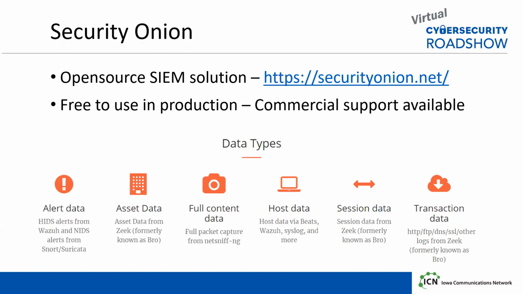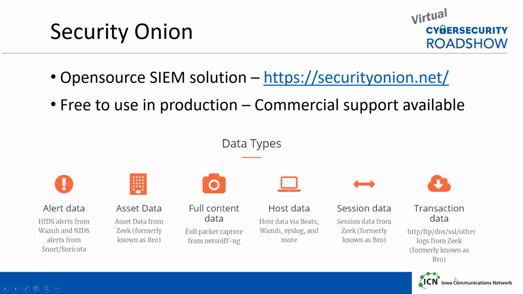Downside to a lot of the open source stuff is it requires a lot more development and understanding, and sometimes you have to pick who you deal with so that you can actually get support, because not every open source project offers reliable support. But yeah, Security Onion is an open source SIEM solution. It is free to use in production, and it does have commercial support available.